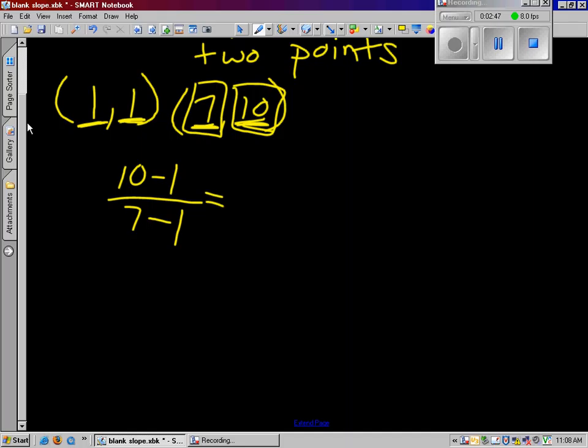Alright, I'm going to simplify this. 10 minus 1 is just 9. 7 minus 1 is 6. I can simplify this fraction a little bit. Divide each of those by 3, and I'm going to get 3 over 2, or 3 halves. So the slope between these 2 points is 3 halves. You can put it in decimal form if you want to. 1.5, that would be perfectly fine with me. But leave it in the fraction is also perfectly fine. Either way, it's going to work. Now, I prefer you don't leave it as 9 over 6, because that's really unsimplified, and we always want to simplify our fractions. Alright, let's try another pair.